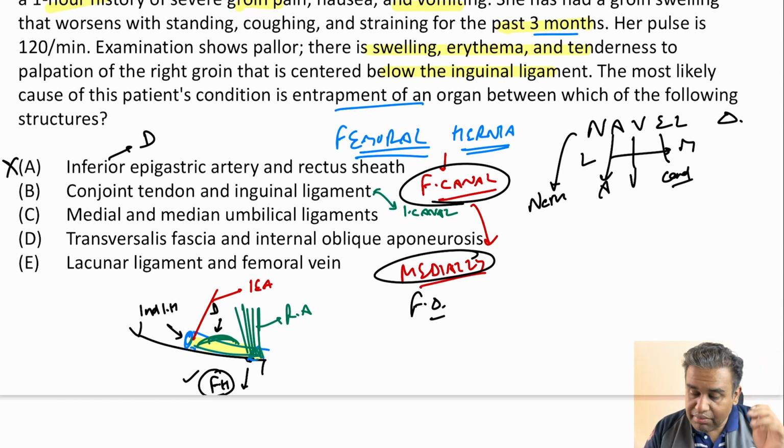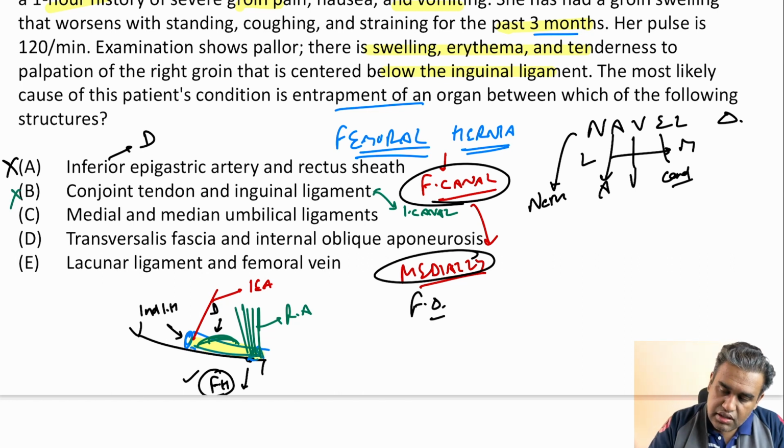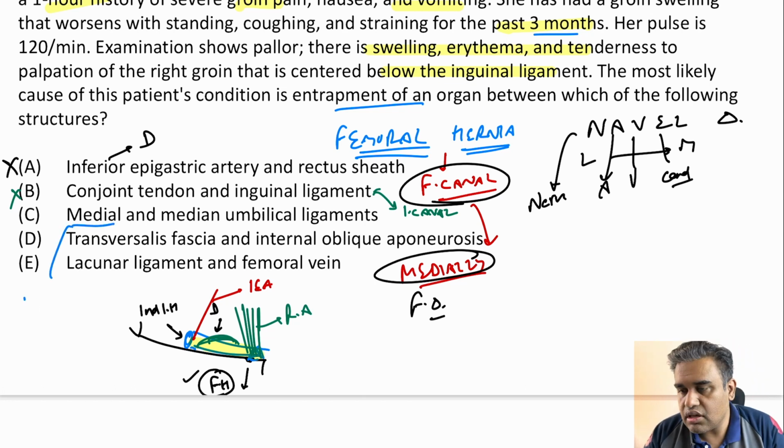Then they are saying medial umbilical ligament. So what is the medial umbilical ligament? The medial umbilical ligament is actually the umbilical arteries which are now obliterated post-birth.